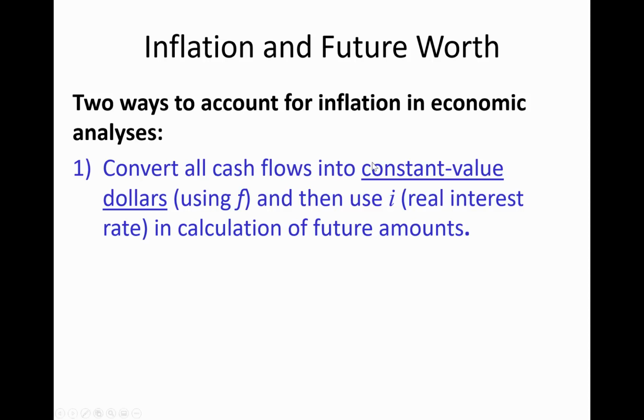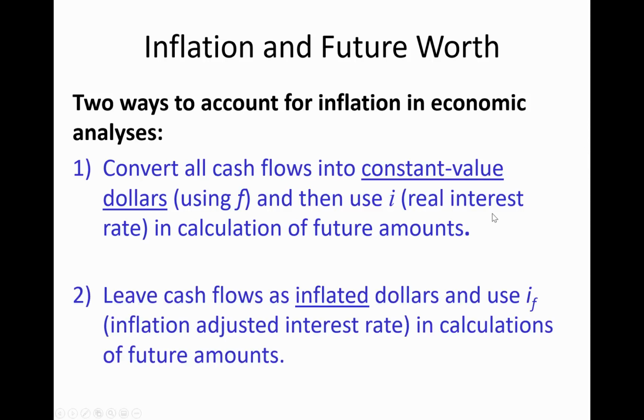And so what the book says is that you can convert the cash flow into constant value dollars, as they're called, and that means that you're using the inflation rate to find out the equivalent of the cash flow. So you're bringing the prices to today's terms, and then use the real interest rate in calculating the future amounts. Or you can leave the cash flow in those future dollar amounts and then use the inflation adjusted interest rate to find out how many dollars you'll have in the account to buy those items at their future price.